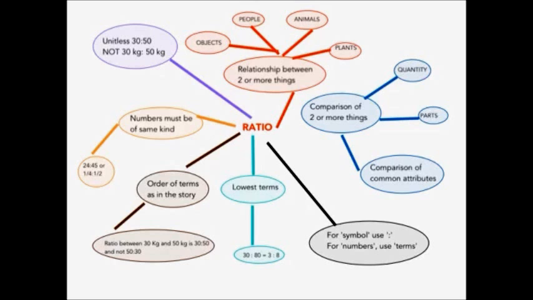The next point you must remember is, while writing a ratio, the numbers must be written in the same order as they appear in the story. Supposing you are looking at a ratio between 30 kg of rice that you have and 50 kg of rice that your friend has, the ratio between what you have and your friend has is 30:50 and not 50:30. This is because your quantity comes first in the story.